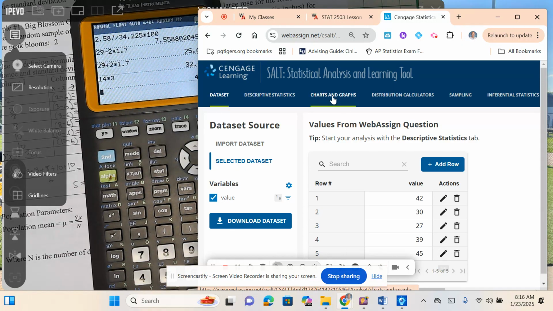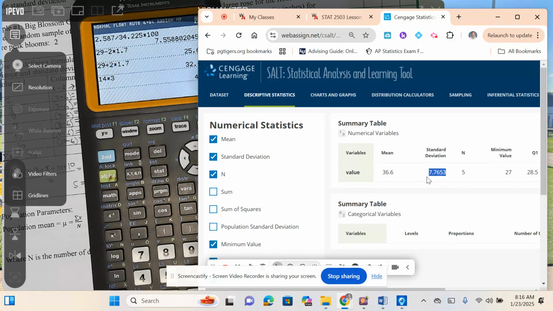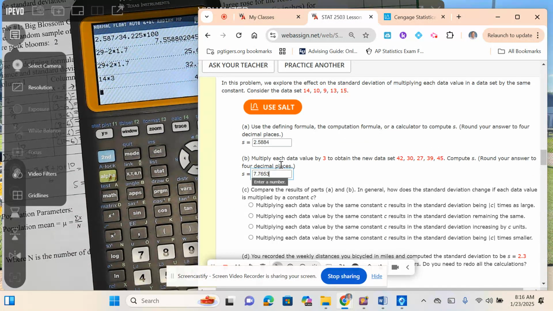All right, and then we'll now look at the descriptive statistics, and we'll look at our new standard deviation. Control C, Control V. Okay, let's analyze this a little bit. How would we say the new standard deviation was impacted by the old one when we multiplied everything by 3? Multiplying by the same constant results in the standard deviation being 3 times as large as that. So it would be the absolute value of c times as large.